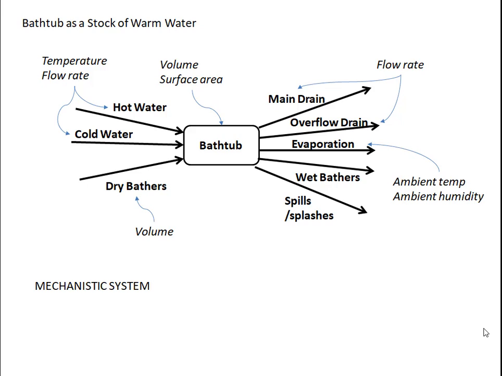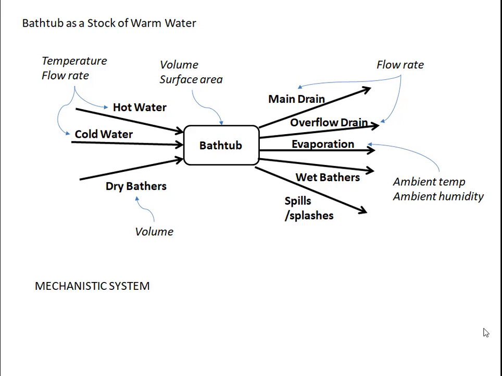So in terms of the hot and cold water coming in, I'm interested in the temperature of the water and the flow rate of those faucets. For the dry bather, I'm interested in the volume of that person for displacement purposes. The bathtub itself, I'm concerned with the volume for knowing how much water it can hold, as well as surface area for knowing how much evaporation might be and how quickly I'm going to lose heat as a result of the water being there. On the output side of the main drain and the overflow drain, I'm concerned with the flow rate. For evaporation, I'm interested in the ambient temperature and humidity of the room. So it's whatever I can think of that represents some key measures of what's going on here.